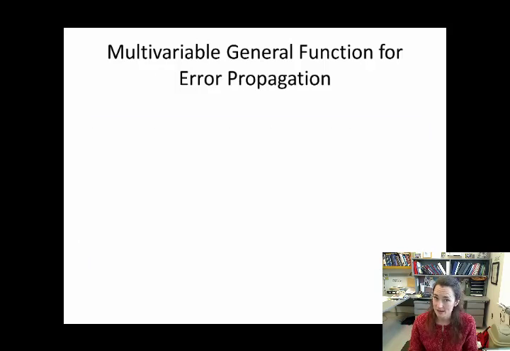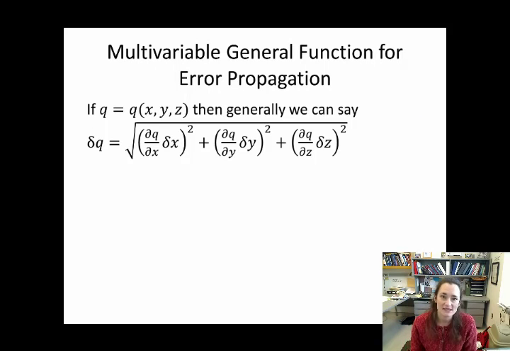Okay, last big idea, multivariable general function for error propagation. This is if Q is a function of x, y, and z, or however many variables you've got. So in general, what we can say is that the uncertainty in Q is going to be the square root of the sum of the squares of the partial derivatives of Q with respect to each of our variables times the uncertainty in that variable squared, as it's laid out here.